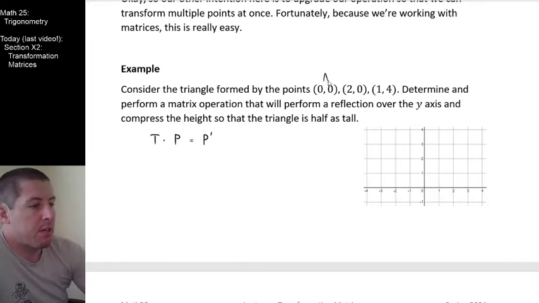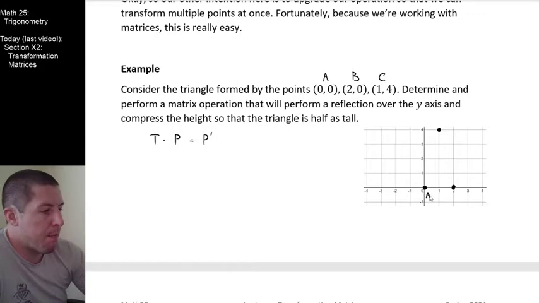All right. So what I'm going to do is call these A, B, and C. So we're going to start here at 0, 0, 2, 0, and 1, 4. So I'm saying to you that we are making a triangle with A, B, and C. So I'm going to draw the triangle.